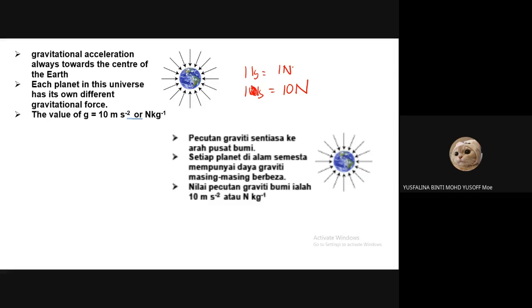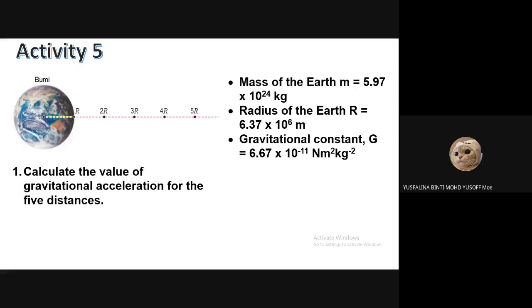Let's say for the moon, what's the gravitational acceleration for the moon? The moon is 1/6 of the gravitational force of the earth. We know that the gravitational acceleration of the earth is 9.81, right? So 1/6 means 9.81 divided by 6. So you get like 1.5 something. That is the gravitational acceleration of the moon.